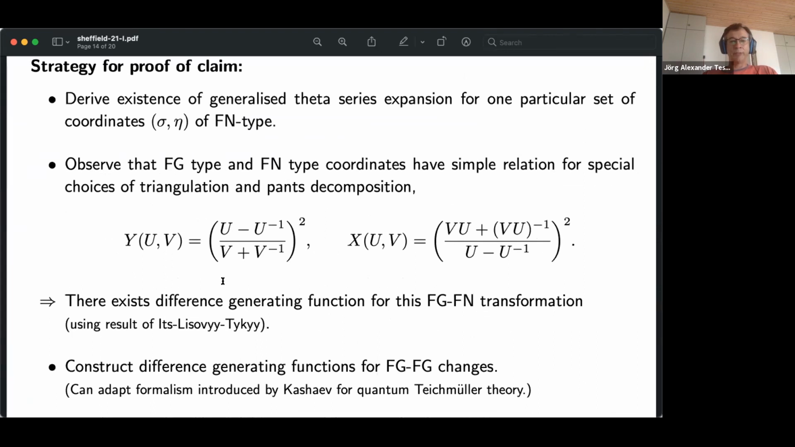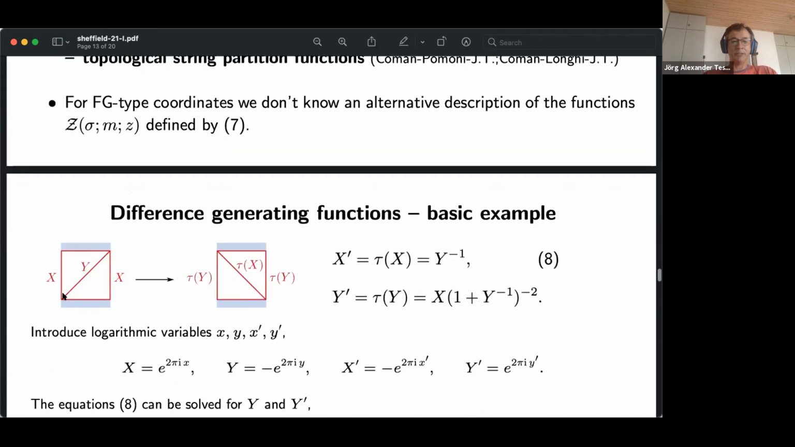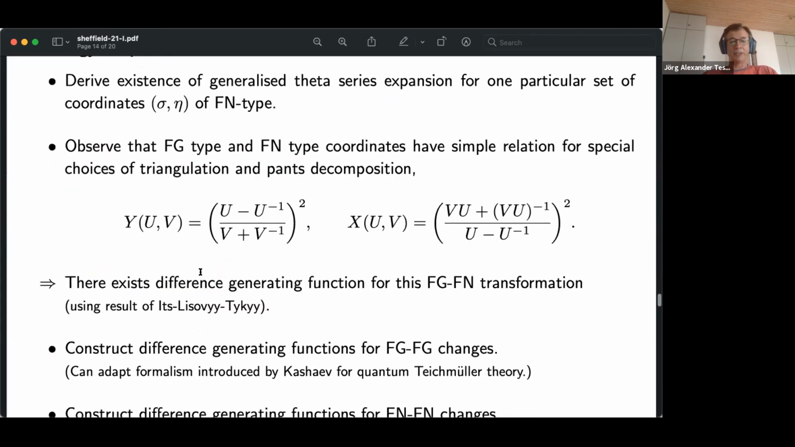For special choices of triangulations, basically exactly when we have a piece of the triangulation where some annulus appears like here, there's a simple relation between Fock-Goncharov and Fenchel-Nielsen type coordinates. The y's and x in this formula would be in the Fock-Goncharov world, and u and v would be in the Fenchel-Nielsen world. Precisely, u would be e to the 2 pi i sigma, with sigma the Fenchel-Nielsen coordinate, and v e to the 2 pi i eta, with eta Fenchel-Nielsen.